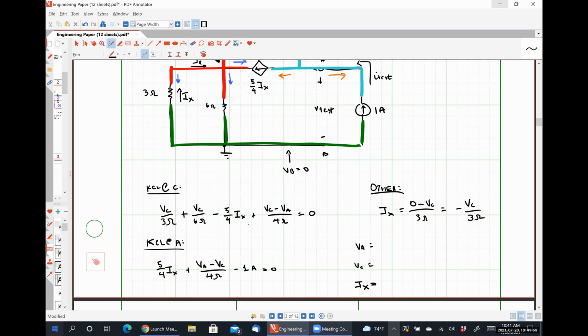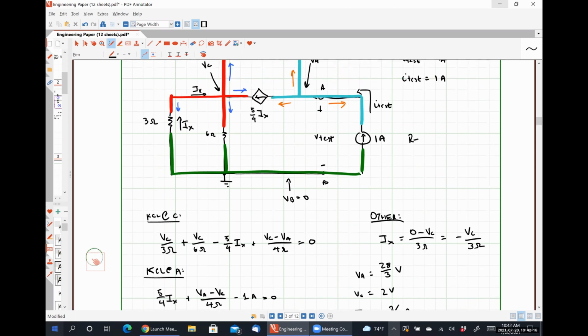When I solve this system, I get VA is equal to 28/3 of a volt. VC is equal to 2 volts. And IX is equal to -2/3 of an amp. Since we know that R Thevenin will be V test, which is just VA, divided by I test, which is 1 amp, we get R Thevenin to be 28/3 of an ohm. So we've solved for that Thevenin resistance 3 different ways and gotten the exact same answer. So I feel very strongly that we have done it correctly in all 3 instances.